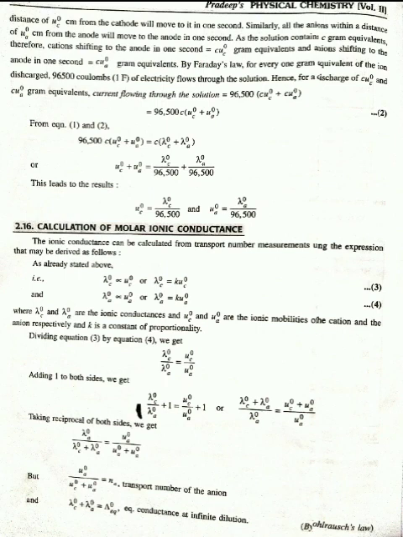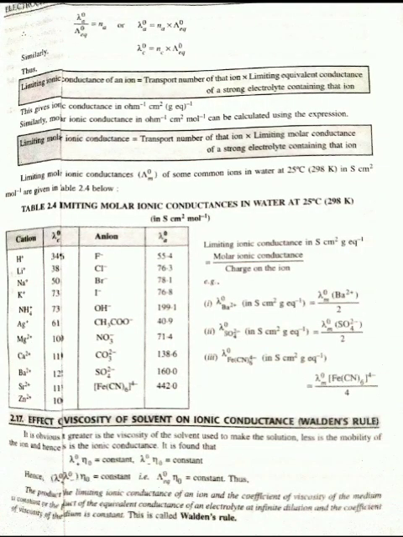Dividing equation 3 by equation 4, we get lambda C naught upon lambda A naught is equal to u C naught upon u A naught. Adding 1 to both sides, we get (lambda C naught plus lambda A naught) upon lambda A naught is equal to (u C naught plus u A naught) upon u A naught. Taking the reciprocal of both sides, we get lambda A naught upon (lambda C naught plus lambda A naught) is equal to u A naught upon (u C naught plus u A naught). But u A naught upon (u C naught plus u A naught) is equal to Na, the transport number of the anion, and lambda C naught plus lambda A naught is equal to lambda equivalent conductance at infinite dilution by Kohlrausch law. Therefore, lambda A naught upon lambda equivalent naught is equal to Na, or lambda A naught is equal to Na into lambda equivalent naught. Similarly, lambda C naught is equal to Nc into lambda equivalent naught.